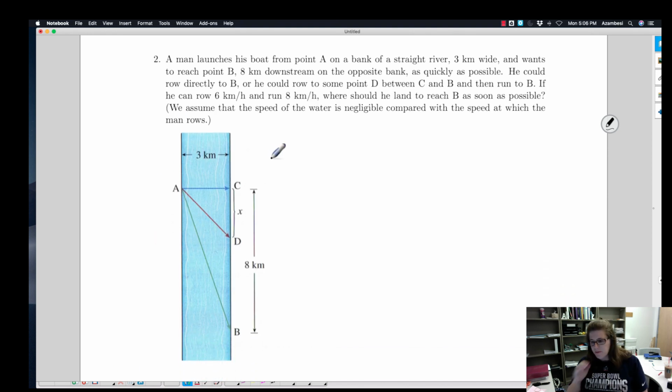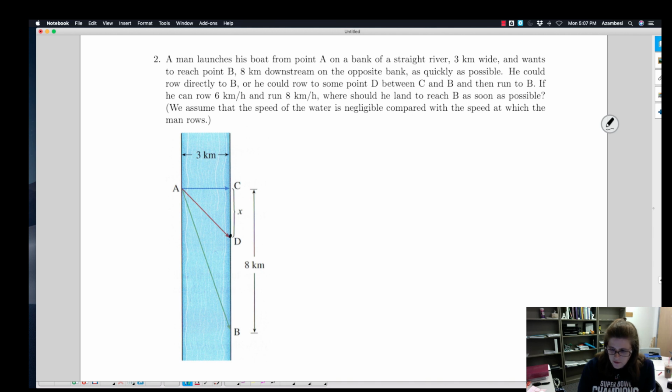A man launches his boat from point A on a bank of a straight river, 3 kilometers wide, and wants to reach point B, which is 8 kilometers downstream on the opposite bank, as quickly as possible. He could row directly to B, or he could row to some point D in between C and B, and then run to B. If he can row 6 kilometers per hour and run 8 kilometers per hour, where should he land in order to reach B as soon as possible?